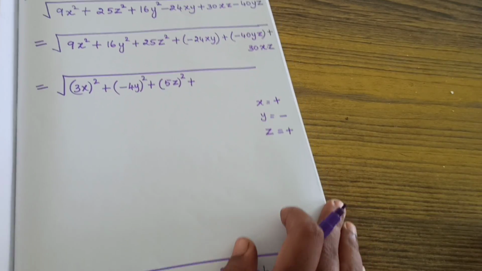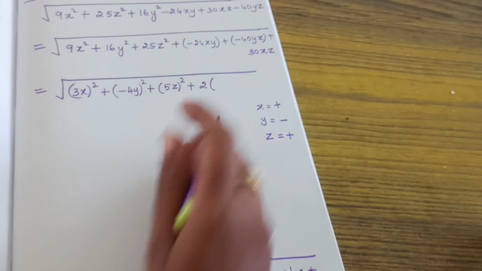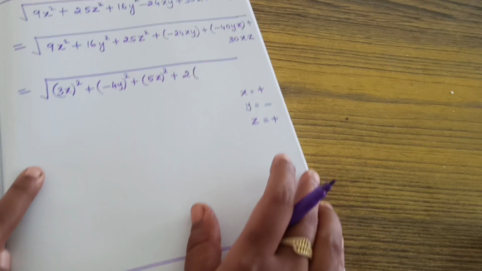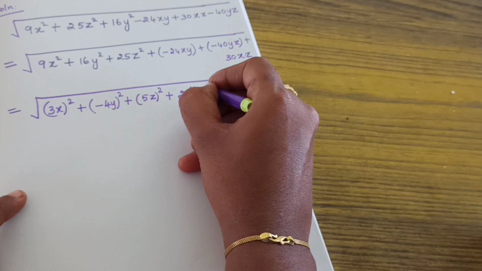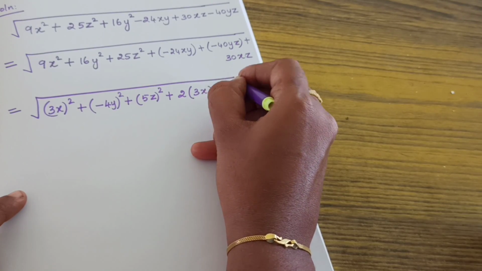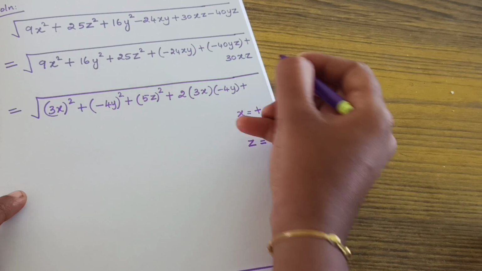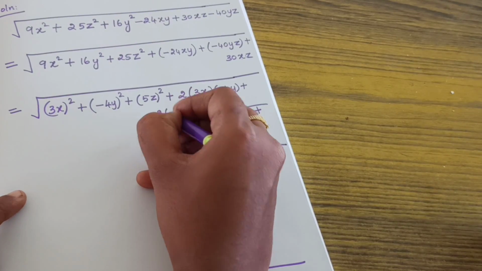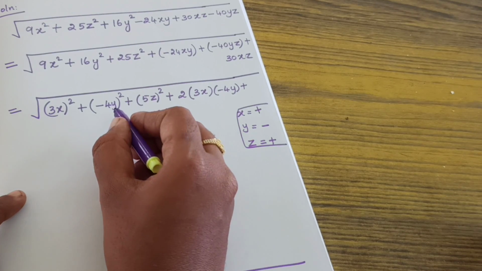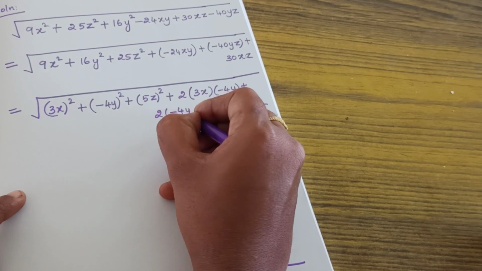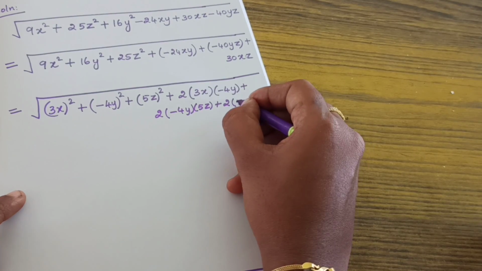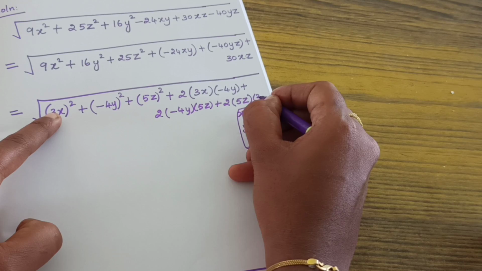Continuing that. 2 into ab. What is that? This one a, this one b. So 3x into minus 4y, plus the remaining terms I will write here: 2bc, that means b into c, minus 4y into 5z, plus 2 into ca, so 5z into a, 3x.